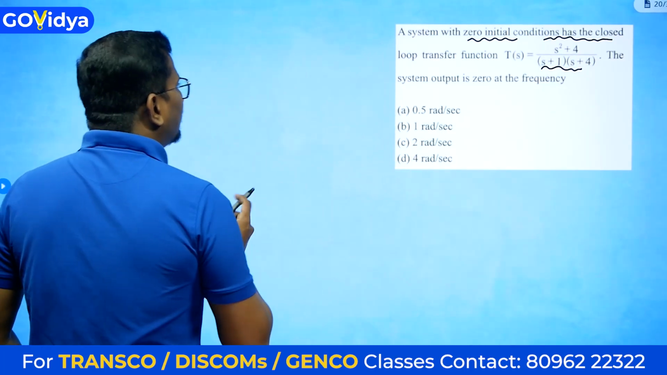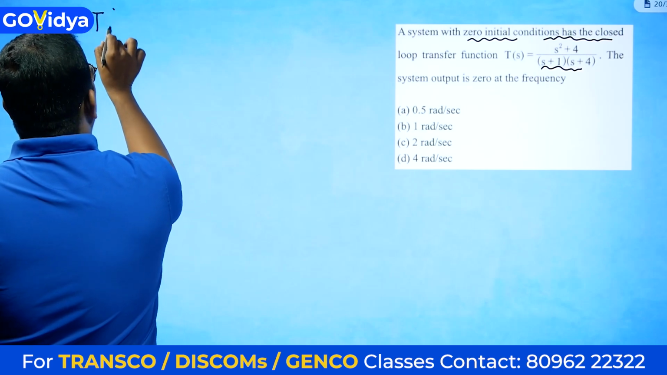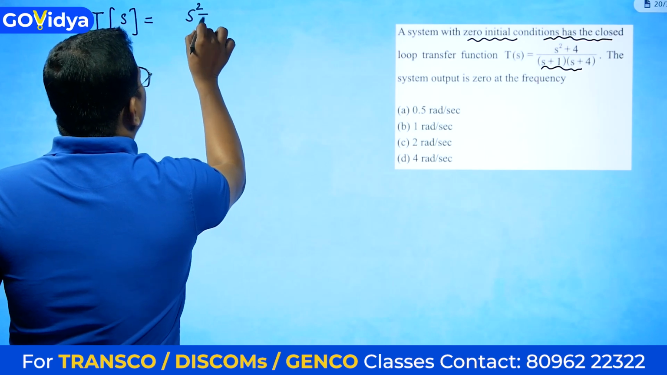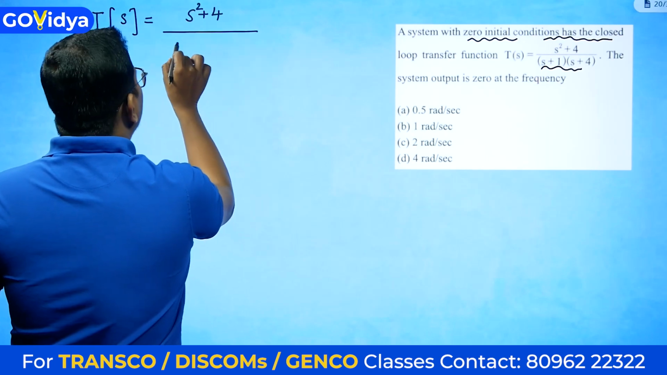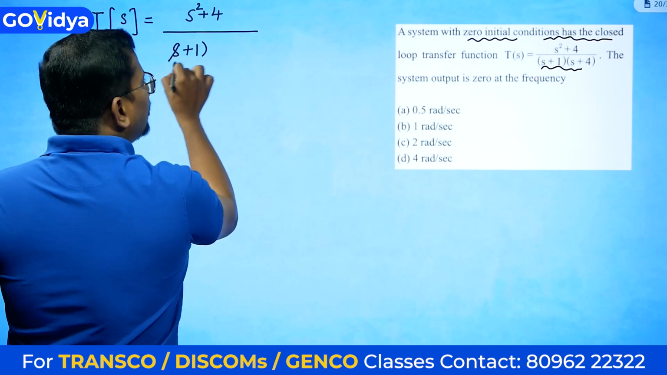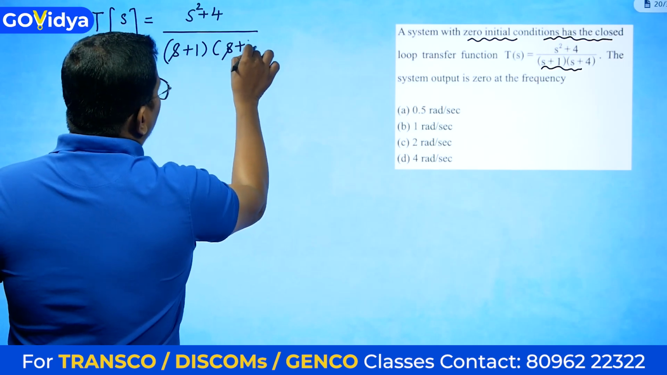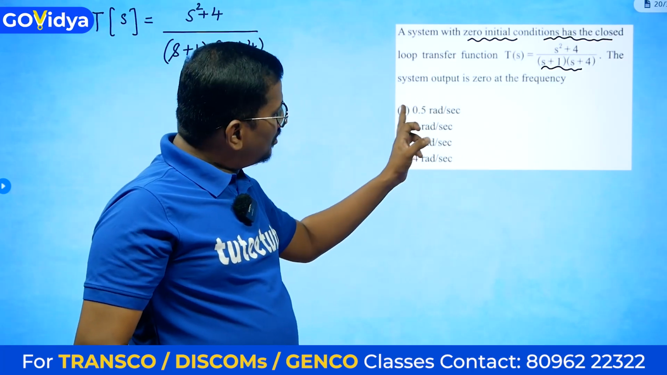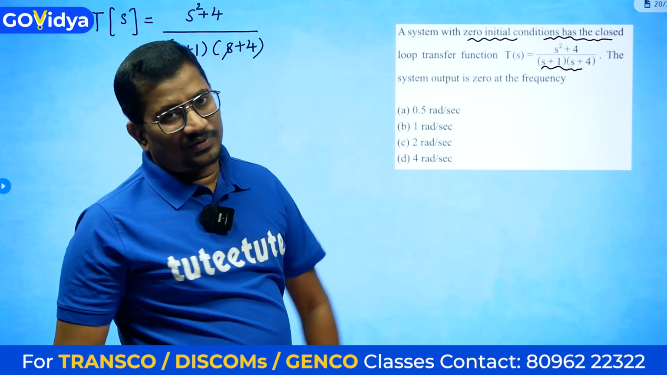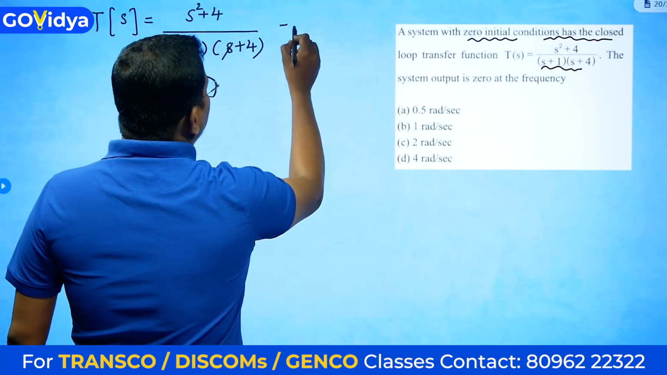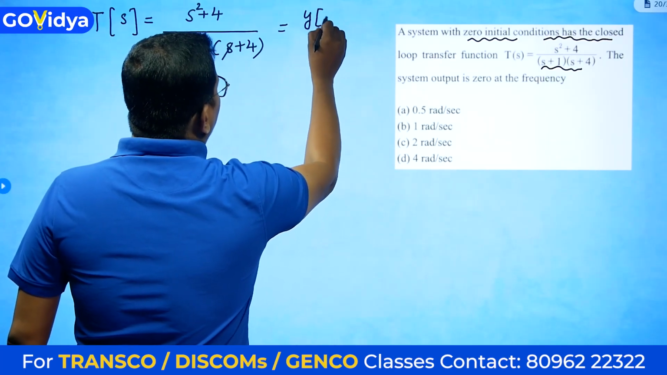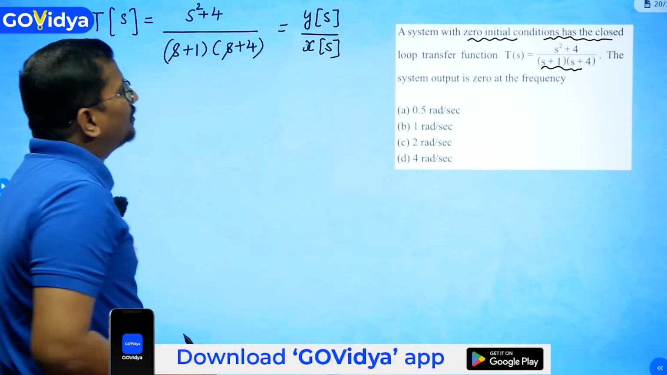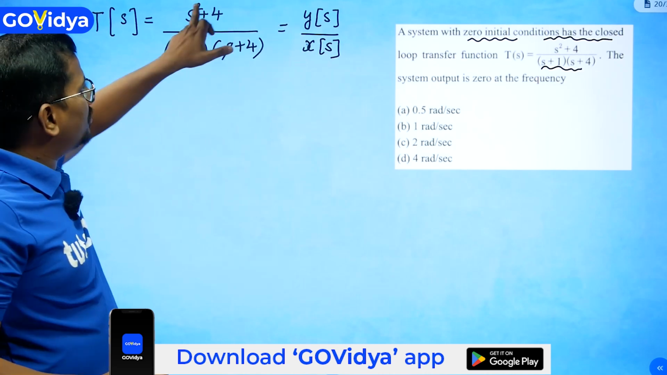So first let us take the transfer function T of s is equals to s square plus 4 by s plus 1 into s plus 4. At this particular frequency, what is that? A or B or C? At this particular frequency, the output of the system is 0, which is nothing but, can I say, y of s by x of s, right? So the output of the system has to be 0 at particular frequency.